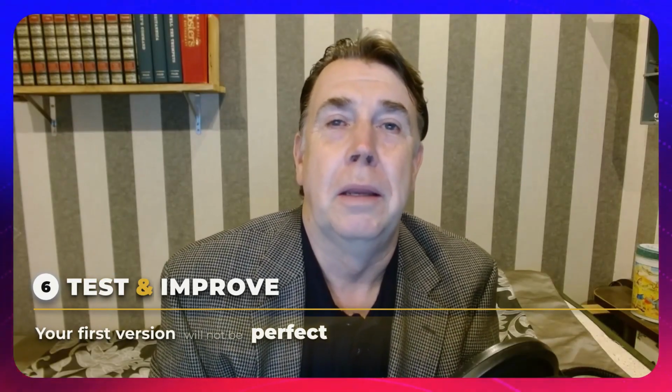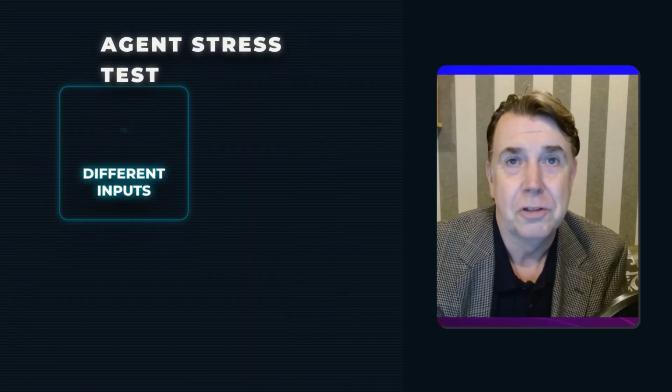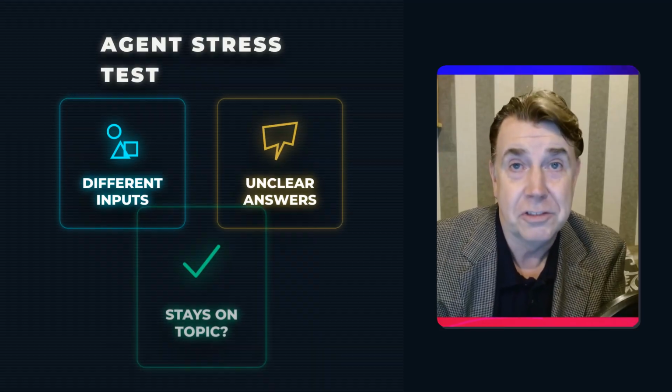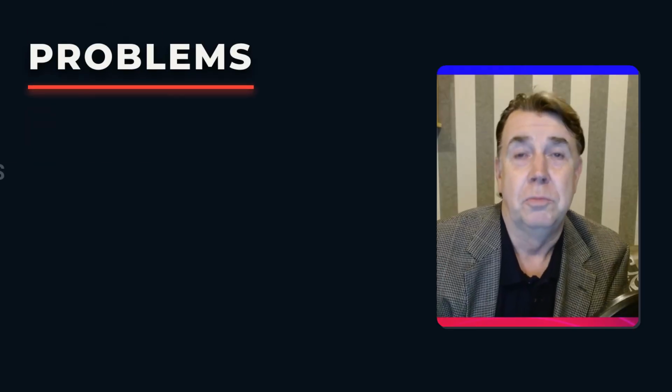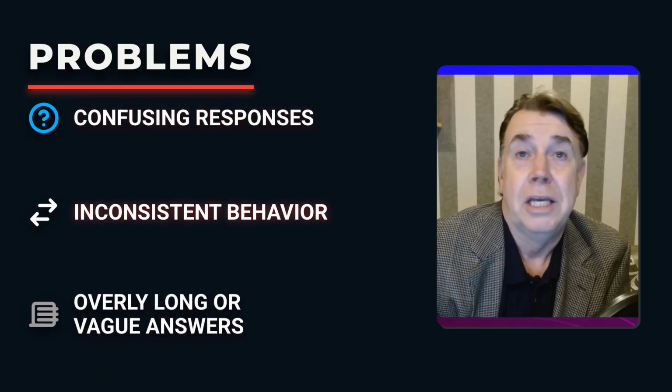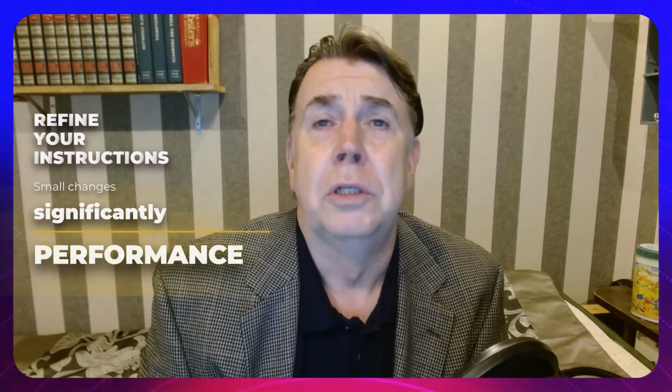Step 6. Test and improve. Your first version will not be perfect. That is expected. Test your agent by trying different types of inputs, giving unclear or unexpected answers, checking if it stays on topic. Look for problems such as confusing responses, inconsistent behavior, overly long or vague answers. Then refine your instructions. Small changes can significantly improve performance.